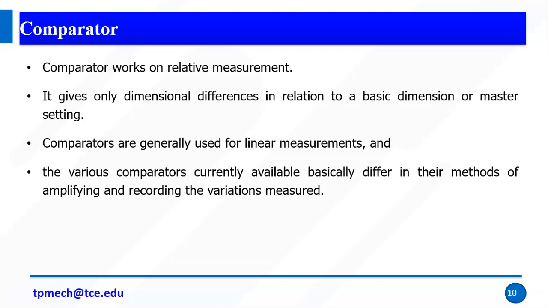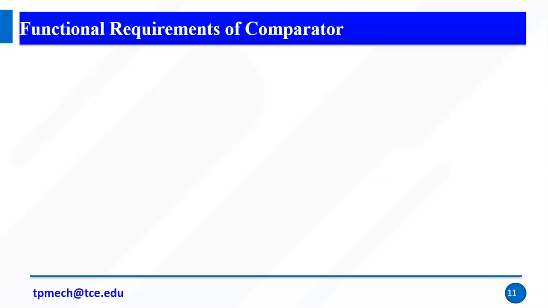There are many types. Generally we use linear measurements. So generally we inspect using linear measurements, but we can use other measurements also, other inspection also, but it differs on the construction as well as the magnification or amplification factor, right. This is what a comparator is.